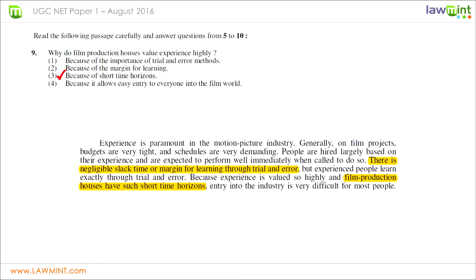Question number 9 asks us, why do film production houses value experience highly? Now, the highlighted part of the paragraph below says that there is negligible slack time or margin for learning through trial and error. And it says that film production houses have such short time horizons, which essentially means the same thing. That is, there is not much of a slack time, or there is no margin for learning through trial and error, and that is because of the relatively short time horizons. Therefore, the correct answer choice here is option 3, which is because of short time horizons.